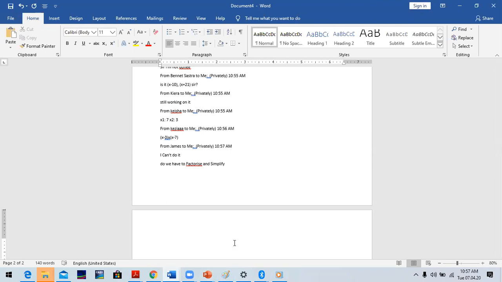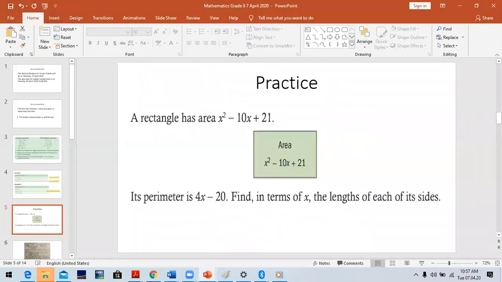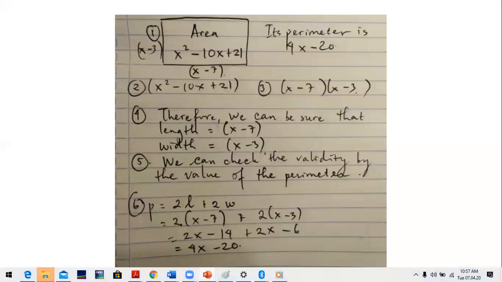Okay, so the answer for this is here. These are the steps that I've made. x squared minus 10x plus 21, and its perimeter is 4x minus 20. This is my first step: I draw it, and then I factorize it. So I get x minus 7 and x minus 3.